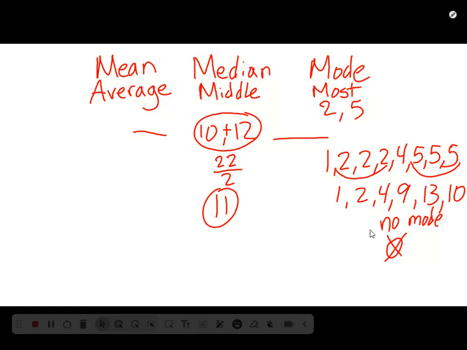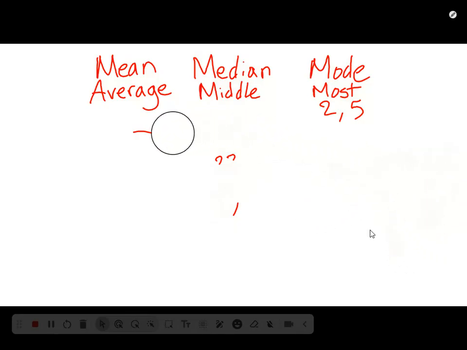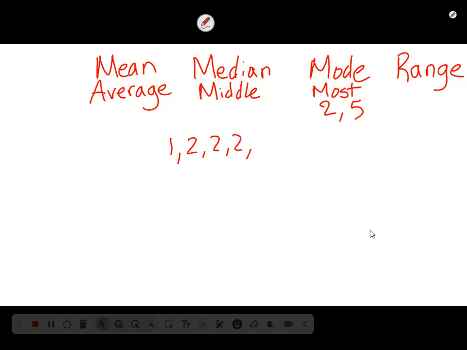We have one more data set word. Does anybody know what word that is? Robbie? The range. What is the range? Amala? When we put those numbers in order, so if we had 1, 2, 3, 5, 9, 10, that's my data set.